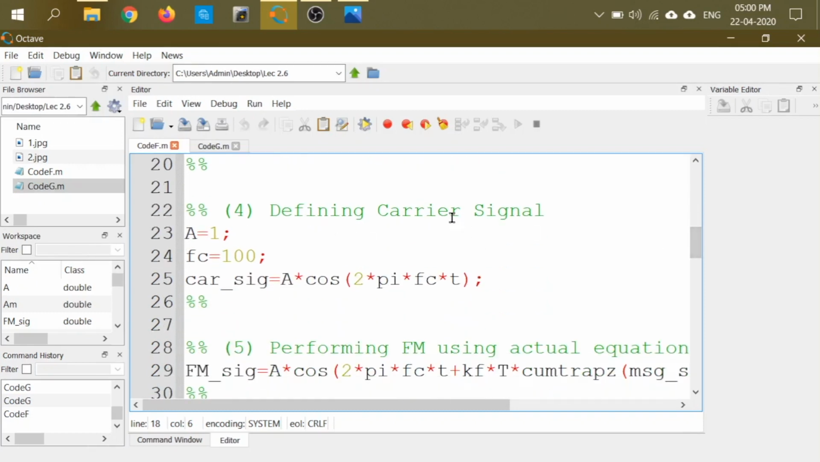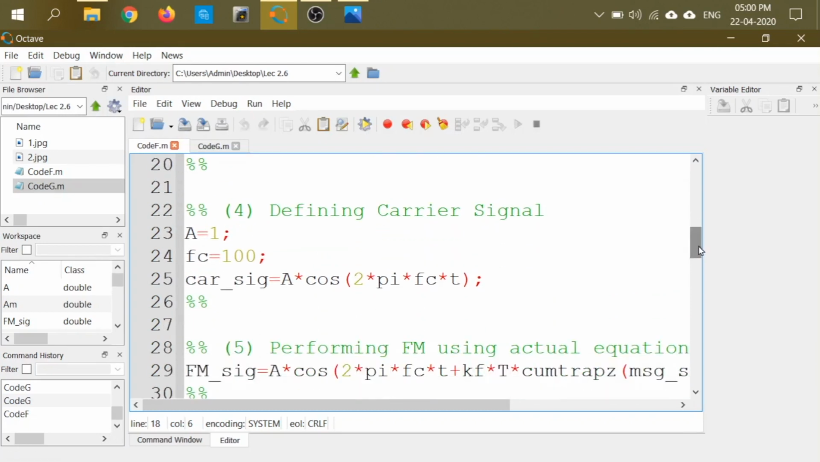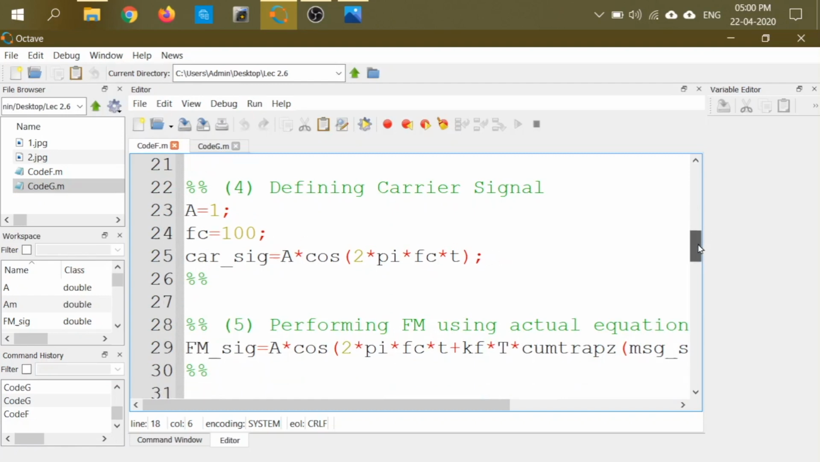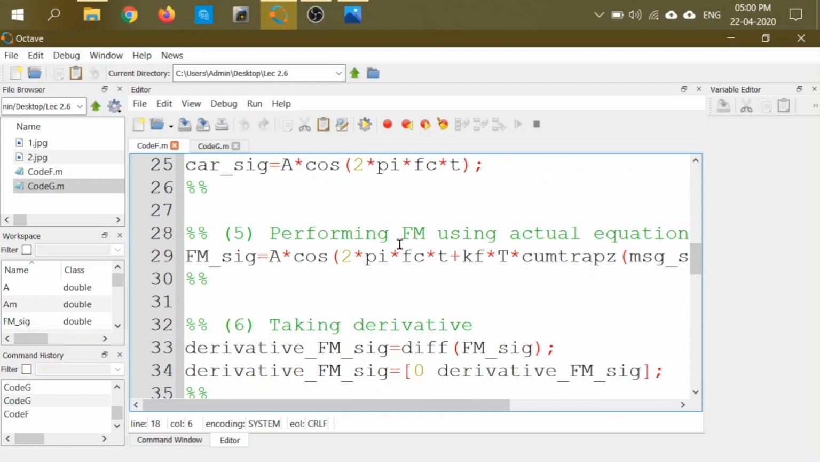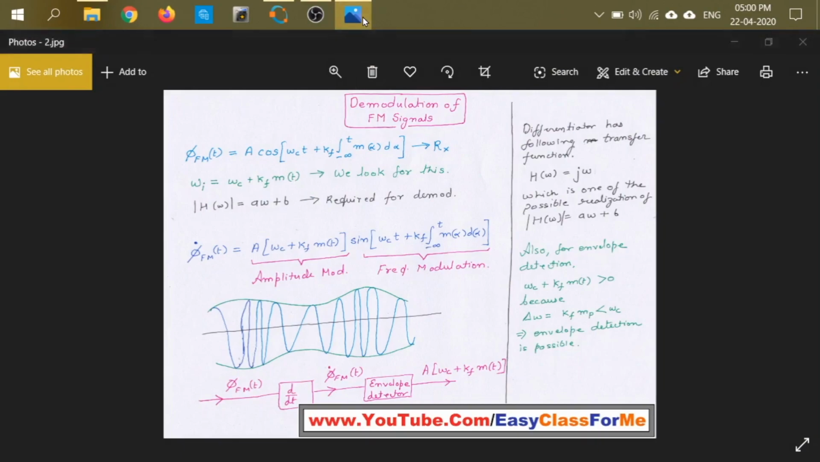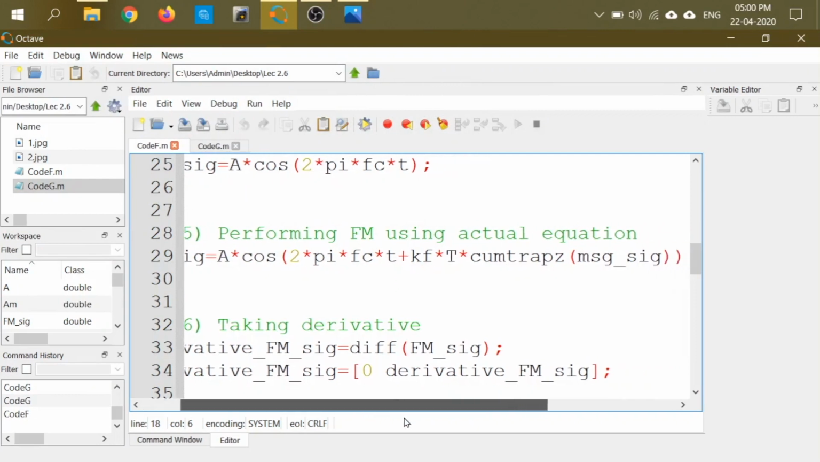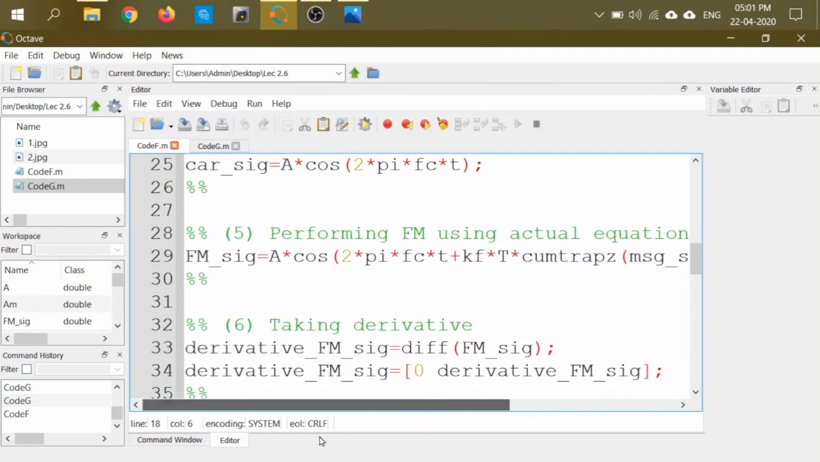Similarly, the carrier signal is also defined at frequency 100. The frequency of your message signal was 2 and the frequency of your carrier signal is 100. So this is defined in that particular way. And after that, you have performed the simple frequency modulation using the equation that we have just discussed. So this equation is applied. We have already done this several number of times. So you can see this complete equation here, and this is the frequency modulation.